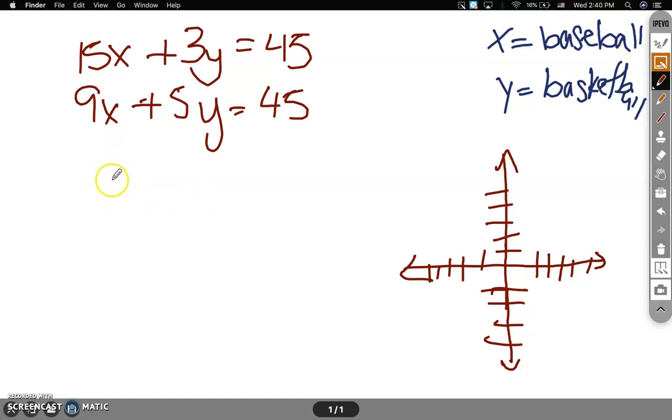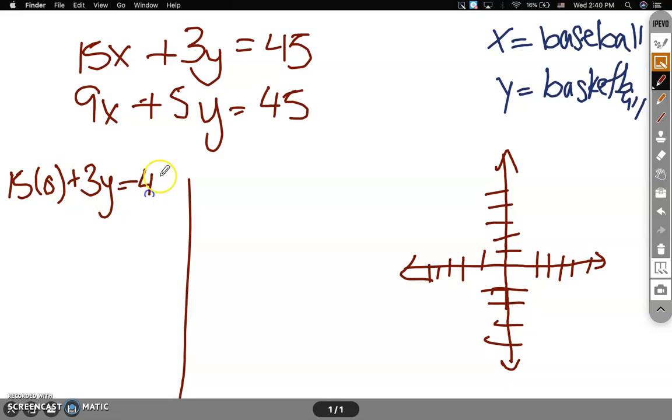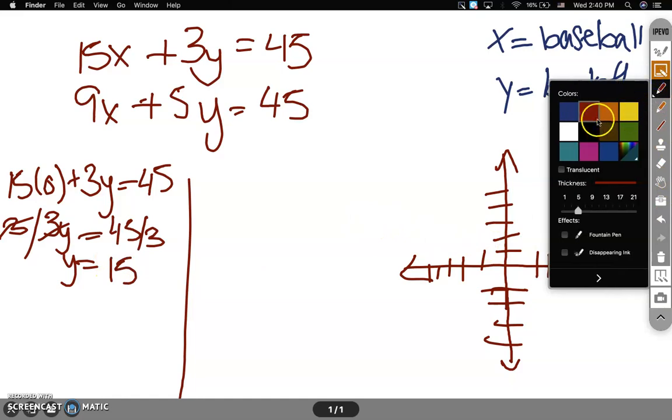Let's solve it. So what I said in the last video is we were dealing only with one equation, but now we've got two equations. Same thing, but you just have to do it twice. So let me split this in half. So 15x, if I wanted to solve for y, that means I make x is 0. So 15 times 0 plus 3y equal to 45. 15 times 0 is 0, so I just get 3y equal to 45. If I divide both sides by 3, that means I get a y value of 15. Okay? Now I'm going to graph that.